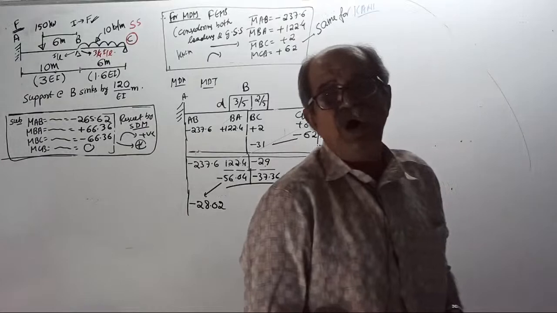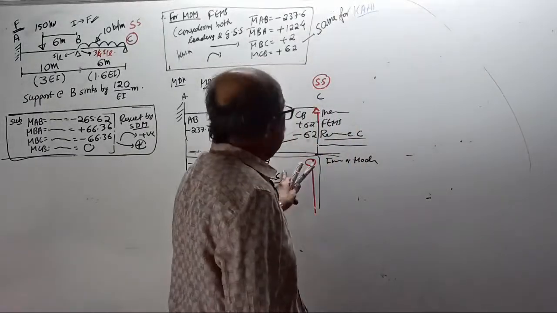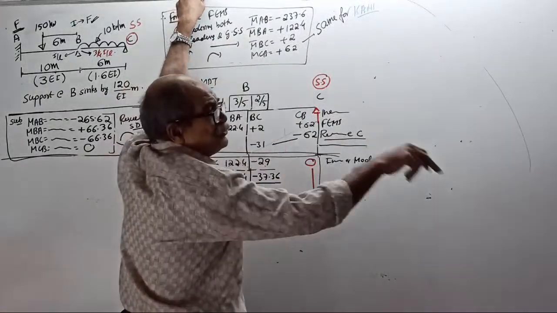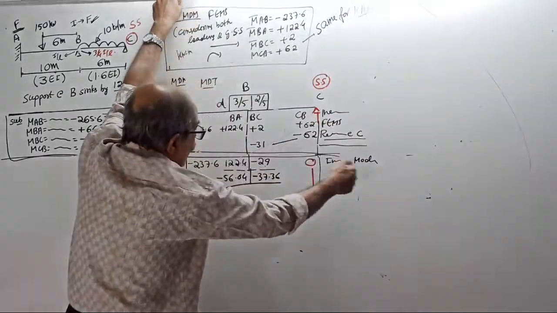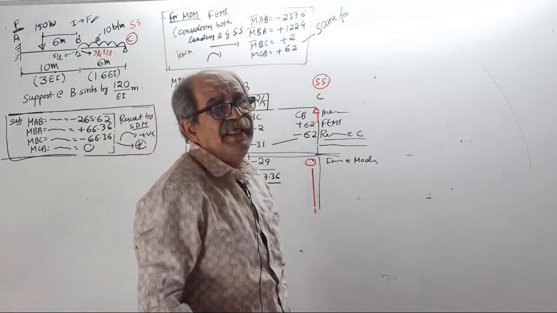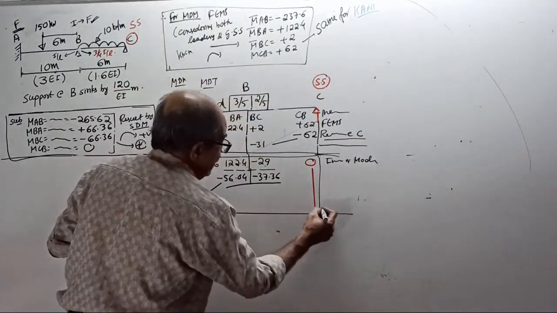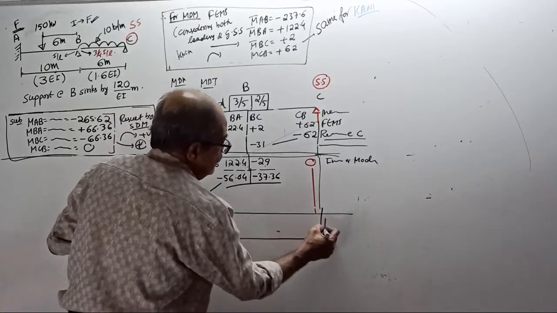See, last time earlier, you had to do the same thing at C. Then from B, there is some carry over to C. From C, some carry over to B. That will spoil the balance. Now, that's all. Over. Add the values and get the final moment.